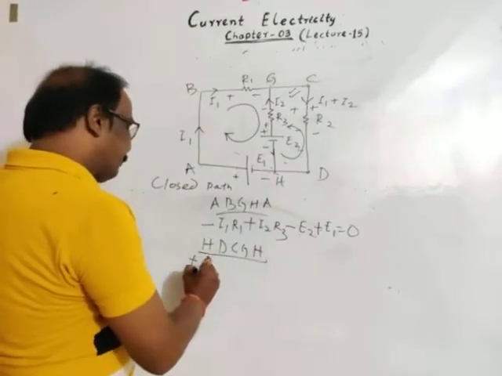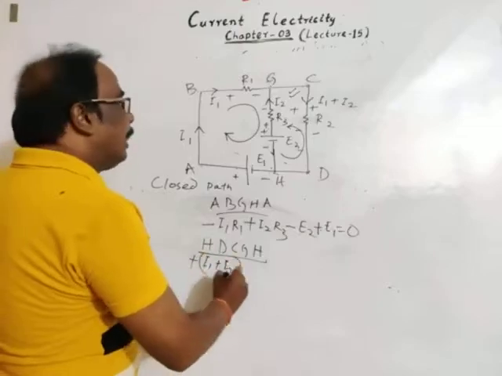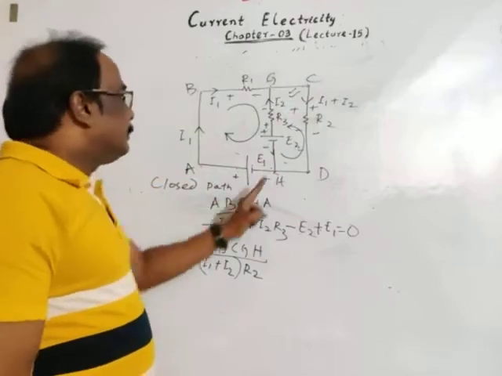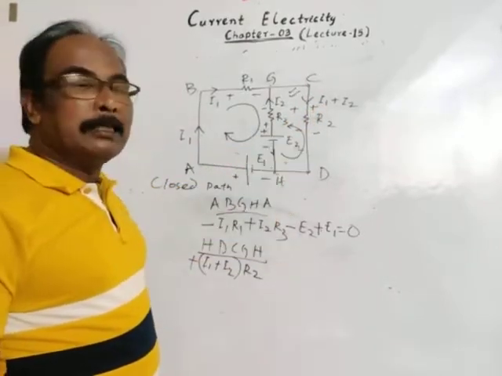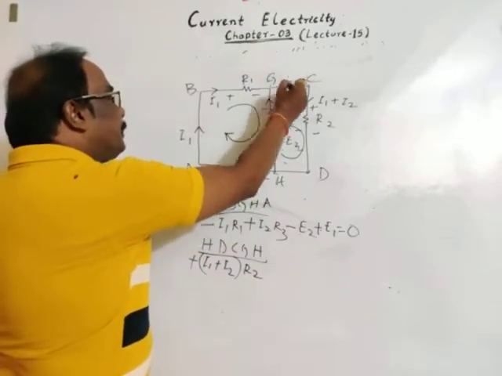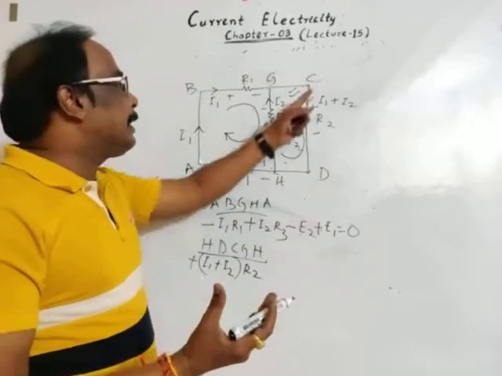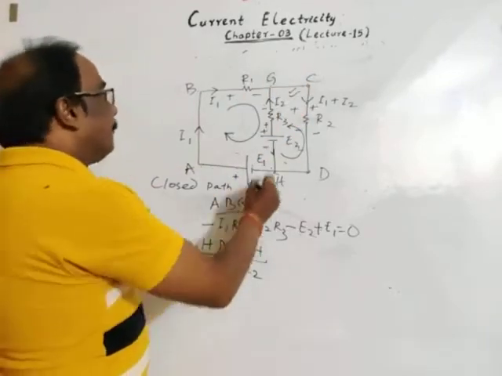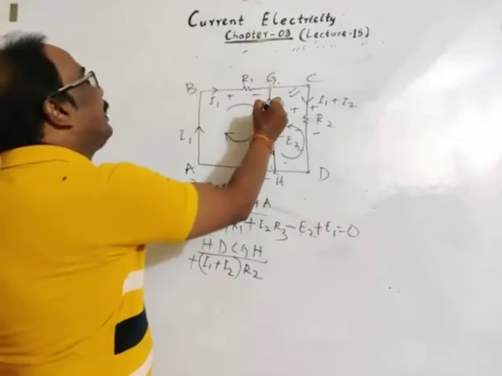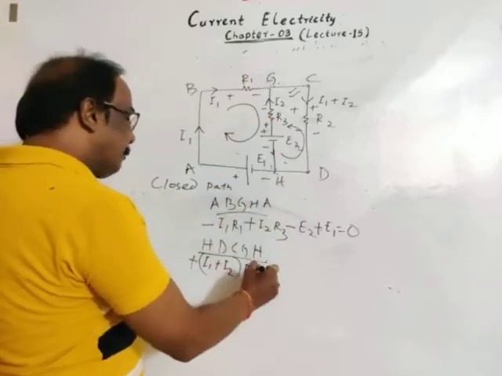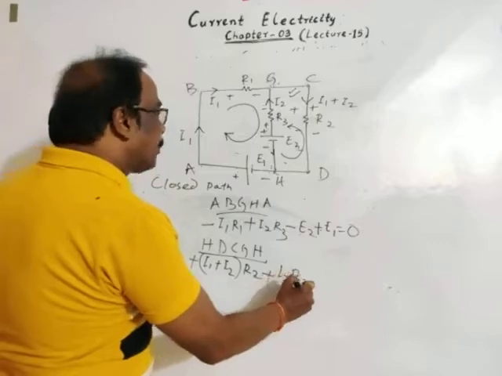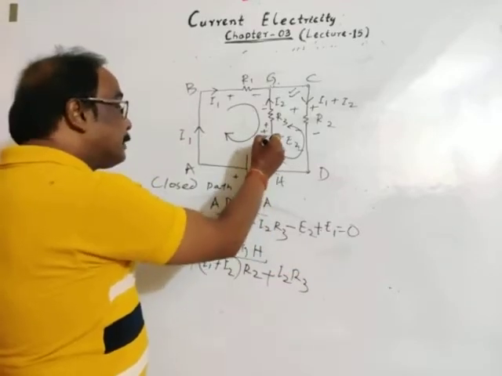Current is I1 plus I2, and resistance is R2. From low to high, positive. Current is I1 plus I2, resistance is R2, plus IR. Then from C to G, there is no load, there is no resistance, so potential drop is 0. Again, from G to H, again from low potential to high potential, plus. Current is I2, resistance is R3, then this is the cell.